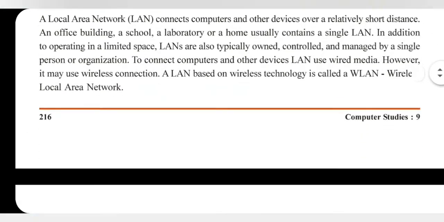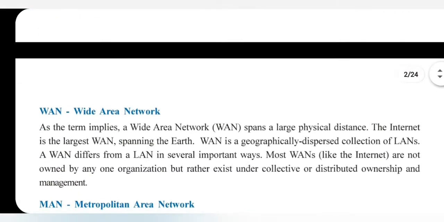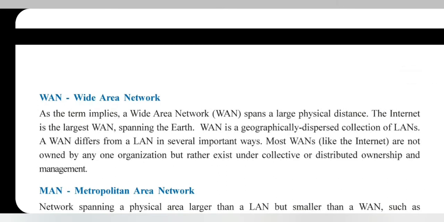Then we are going to discuss the WAN, that is the wide area network. As per the name, we can say that the wide area network spans a large physical distance. And here the internet is the largest WAN. So you have to remember the example of WAN is the internet. Basically what the WAN is doing, see here, so many LANs are connected. And if you want to connect one LAN to another LAN, that is possible with the help of WAN, means with the internet.